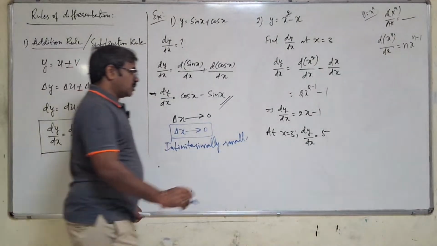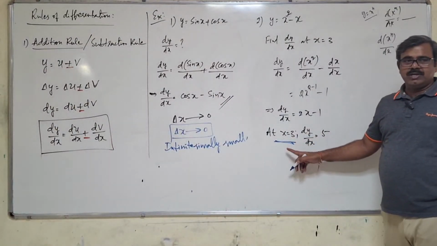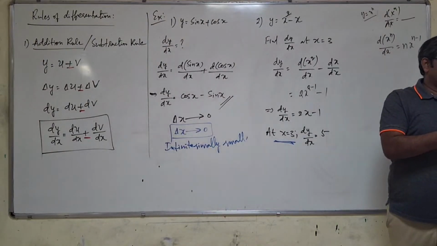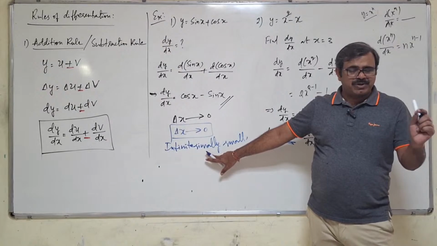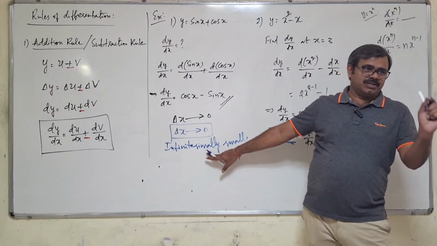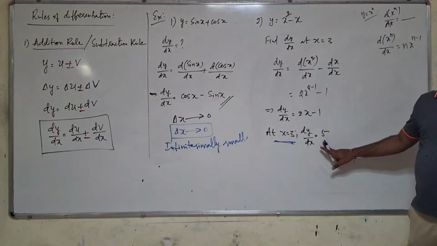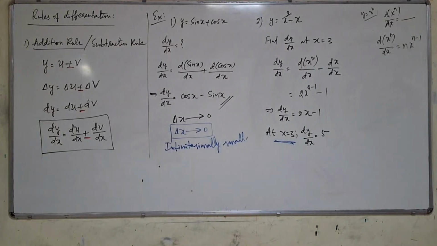So whenever we are asked to find the rate of change in y at a given value of x, we construct a small interval around that given value. We call that small interval an infinitesimally small interval. In that small interval, we find the change in y, the change in x, and then we find the ratio. Here we'll get 5. So this is the addition or subtraction rule. Now let's discuss the multiplication rule.